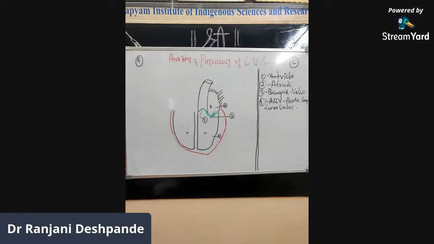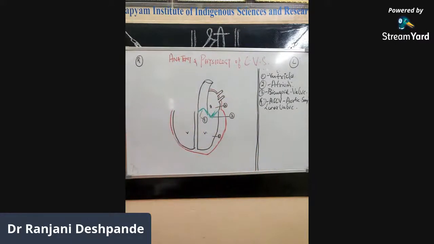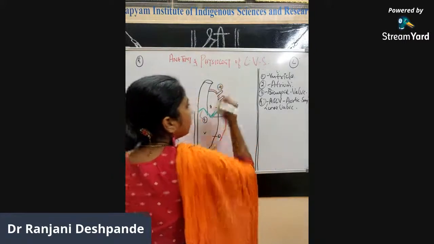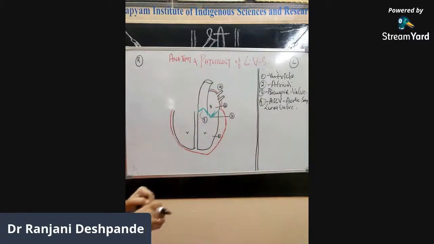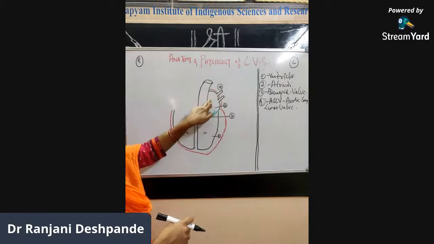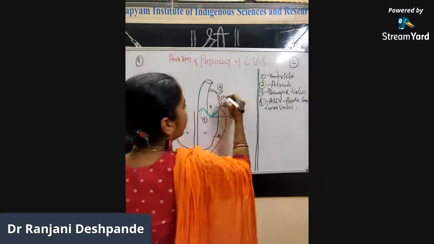Now after the aortic semilunar valve, there is something that is drawn here. These are nothing but the pulmonary veins. Actually, they are 4 in number, but I have diagrammatically represented only 2. There are 4 pulmonary veins that come and drain into the left atrium. Okay, so what are these now?